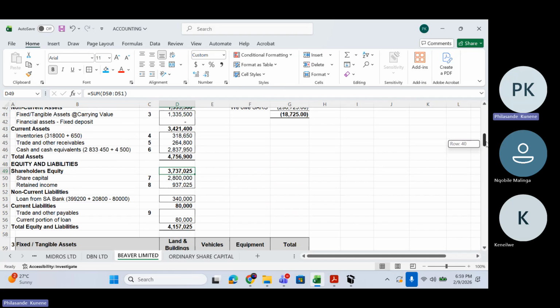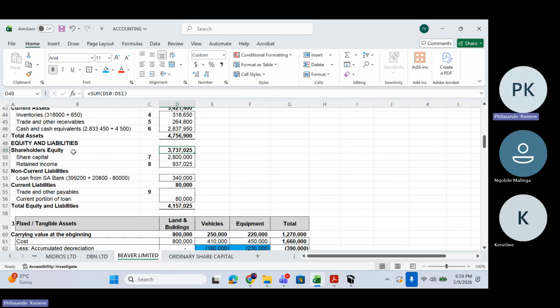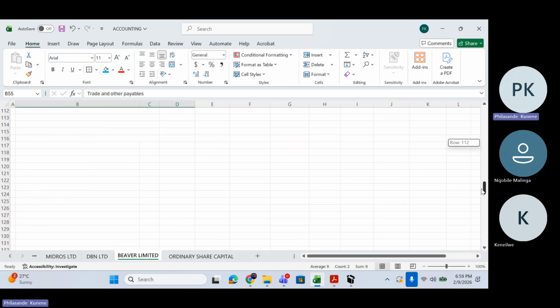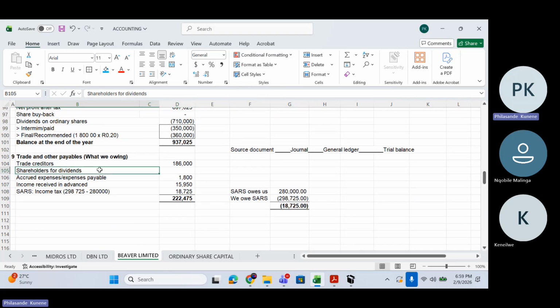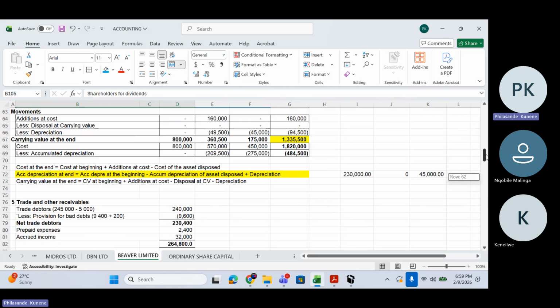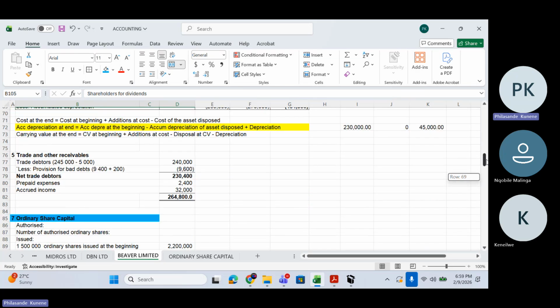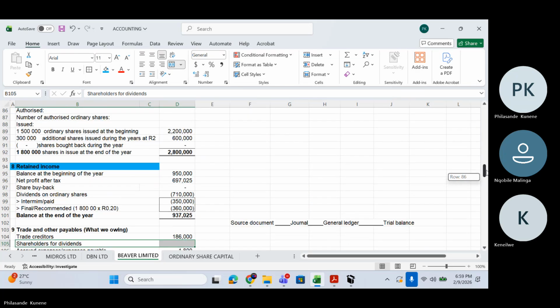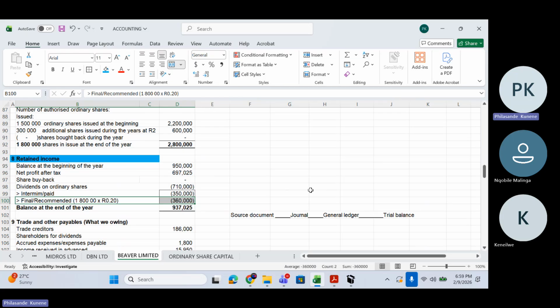share capital, shareholders' equity. And then now, what is missing in our balance sheet? Trade and other payables. And on the trade and other payables, what we needed today was the shareholders for dividends. And shareholders for dividends is how much? It will be the same as the final or recommended dividends. That will always be the shareholders for dividends.